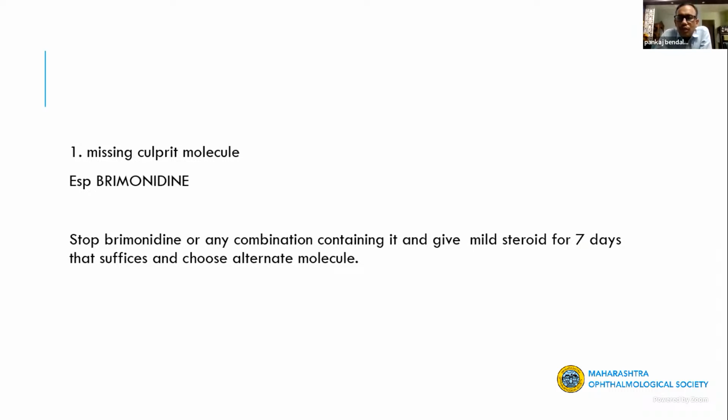Whenever patients are on polypharmacy, we don't know which is the offending molecule. So in my practice, whenever I lower the lower lid and I see the follicles, the first molecule I blame is brimonidine. And out of that polypharmacy, one thing I do is I stop the brimonidine or any combination that contains it. I give mild steroids for 7 days, and that most of the time suffices, and I choose an alternative molecule whenever choices are available.